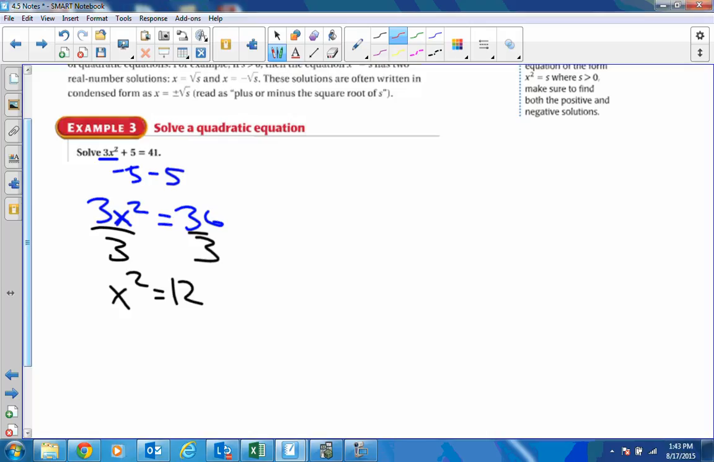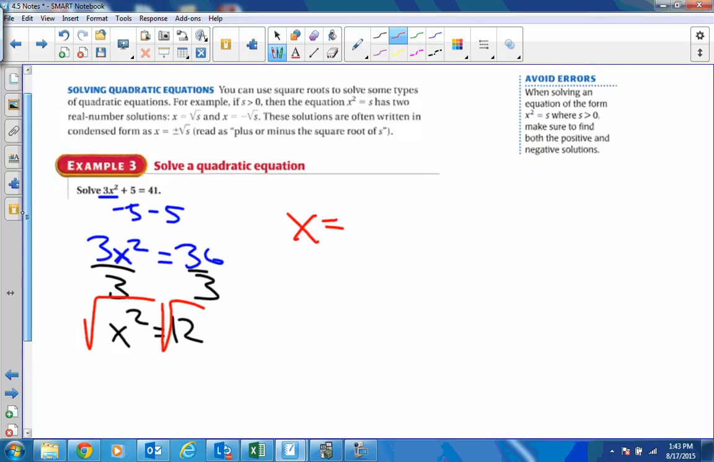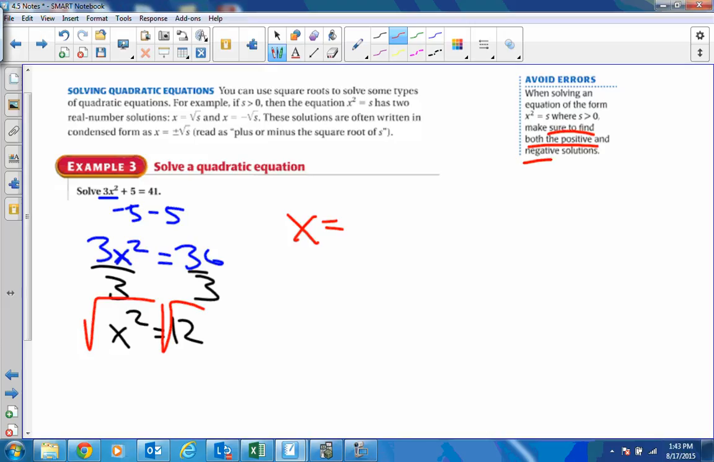So now we have x squared. We want to take the square root. We have x equals, whenever you take the square root, you must have a plus or minus. Okay? So it says make sure you're finding both positive and negative solutions. So you've got plus or minus the square root of 12, which has a perfect square factor of 4. And the square root of 4 is 2.